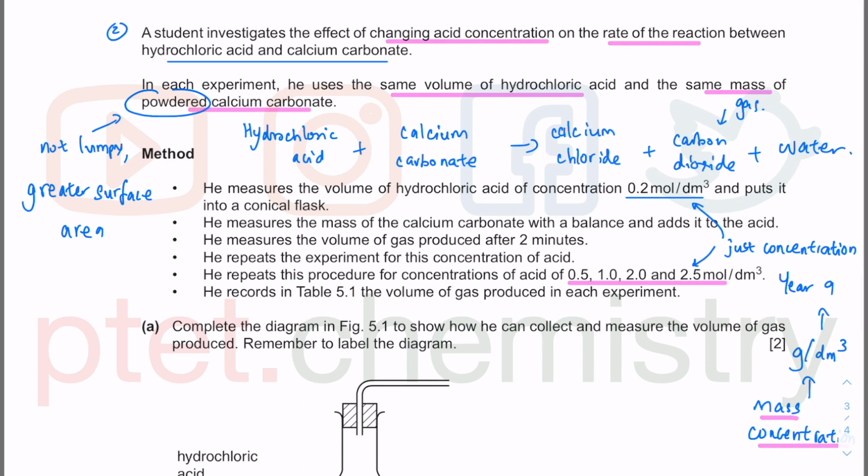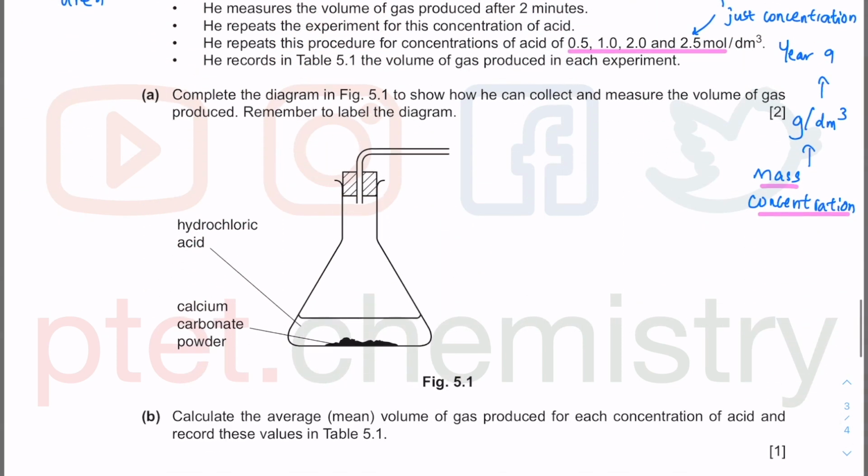As concentration increases, you have more particles per unit volume. They can collide more frequently because you have more particles per unit volume, colliding more frequently, giving a faster rate of reaction.